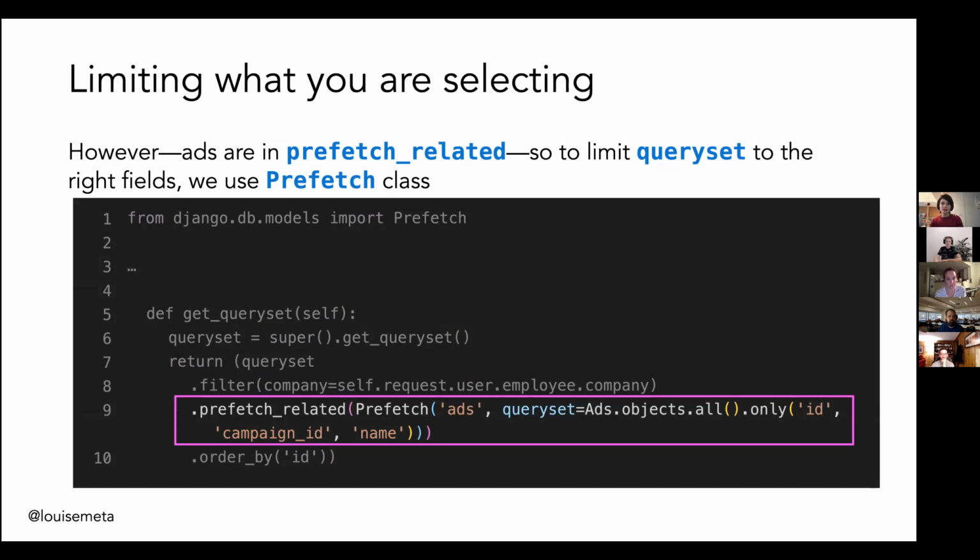So that's the difference. When you don't have prefetch, when it's your normal query, like ads.objects.all, then you can just use only. And then if you want to do it on a prefetch or a select related, then you will need to import that Prefetch class.